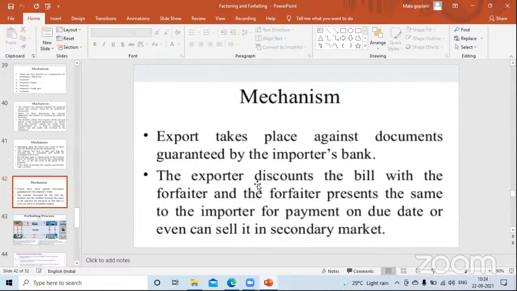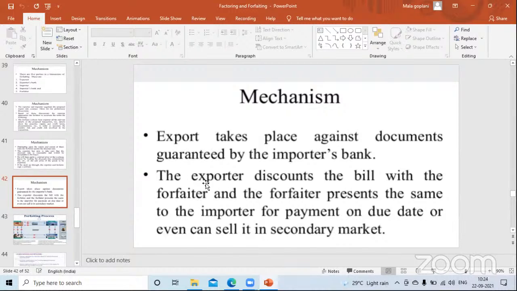Now what will happen? The exporter discounts the bill with the forfeiter. He has exported all the goods to the importer. Now he has bills in his hands, but he doesn't want bills. What he wants is cash on the spot. So what will he do? He will go to the forfeiter, give all the bills to the forfeiter, and the forfeiter will deduct the discount amount and will present the amount to the exporter. This is the next step.